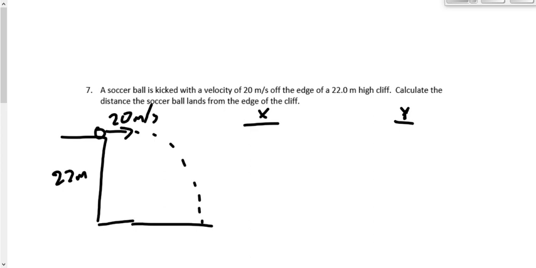Christian, what's the x component described by? What's the equation we use for the x component? V equals d over t. Good. V equals d over t. That's what we always use for the x component. And for the y component, we're always going to use what?